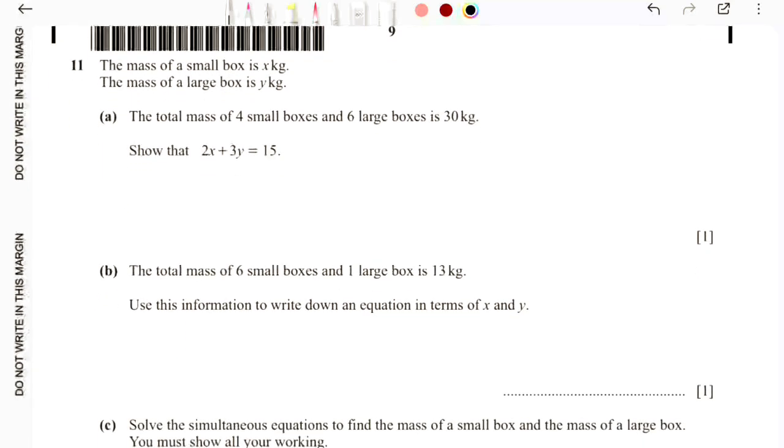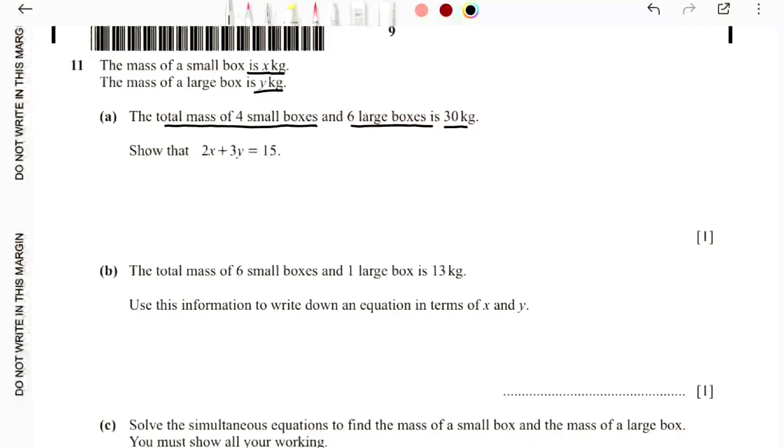The mass of a small box is x kilogram and the mass of a large box is y kilogram. The total mass of 4 small boxes and 6 large boxes is 30 kg. Show that 2x plus 3y is equal to 15.